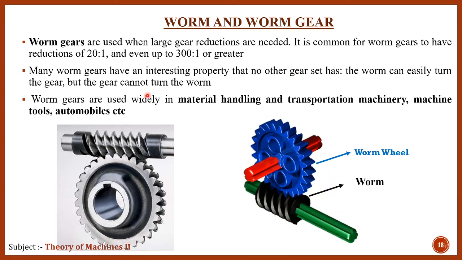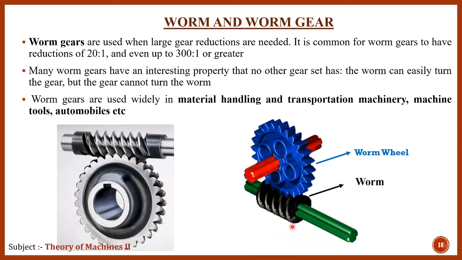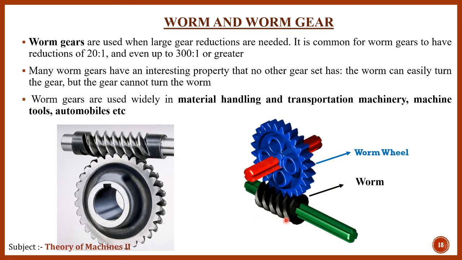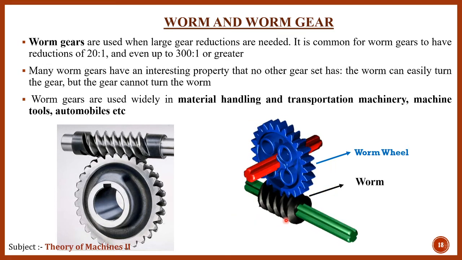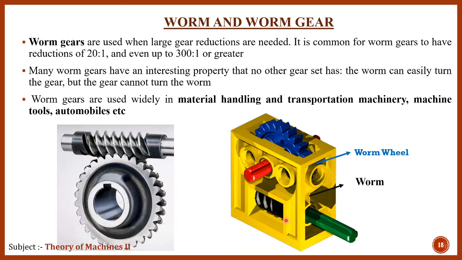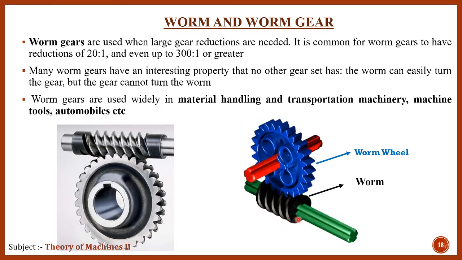The worm can easily turn the gear, but the worm gear can't turn the worm. This is very, very important. In the case of spur gears, helical gears, and bevel gears, we can interchange the input. We can make either one the input. But in the worm and worm gear, every time the worm is the input, and the worm wheel is the output.